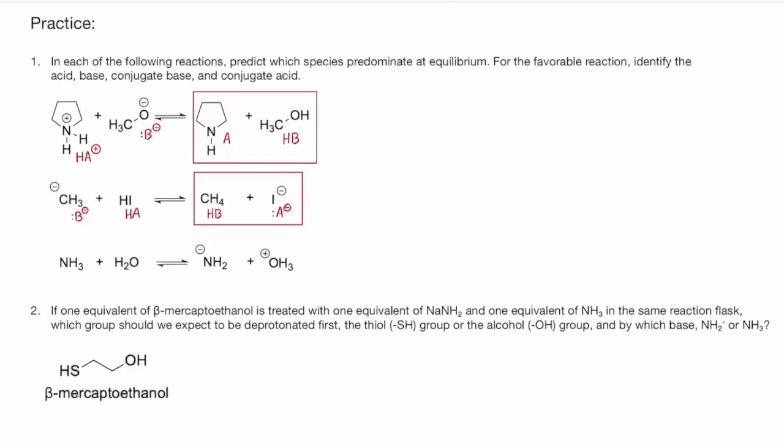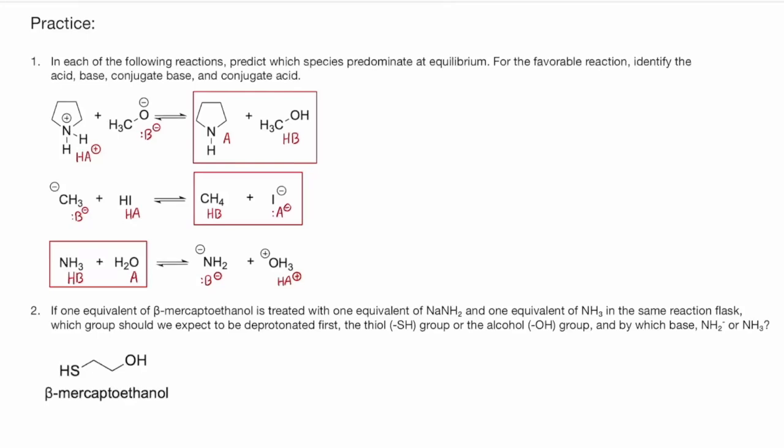Additionally, water, H2O, is not a very strong base because its non-bonding electron pairs are relatively stable. Therefore, in this reaction, we expect the species on the left, ammonia and water, to predominate at equilibrium. In the direction of the favorable reaction, H3O+ is the acid, NH2- is the base, H2O is the conjugate base, and NH3 is the conjugate acid. Let's move on to the next question.